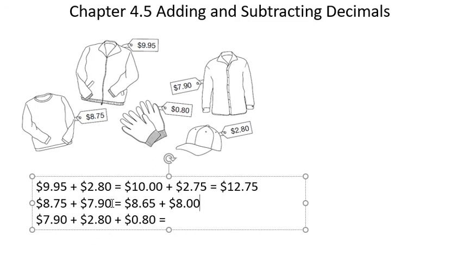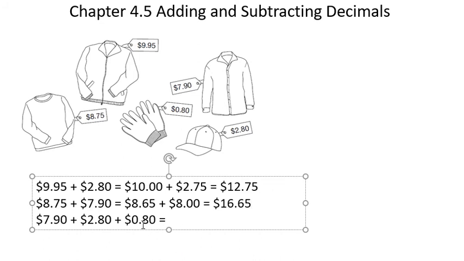So the sum, once again, is the same. 875, we took 10 cents from 875, made it 865, and took that 10 cents and added it to the $7.90. And now we've changed this question into $8.65 plus $8. So we can add up the 8 and the 8. The dollars first, and that's $16, and the cents, and that's 65 cents. So that's another way of doing it.